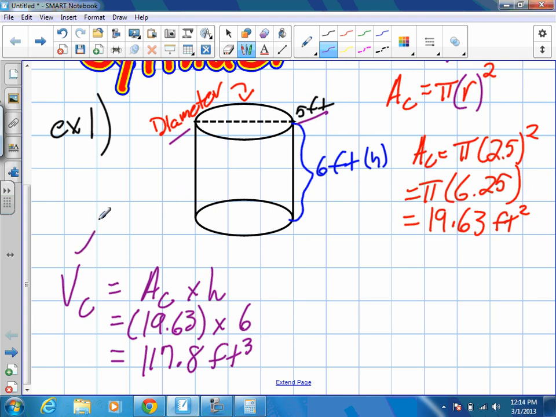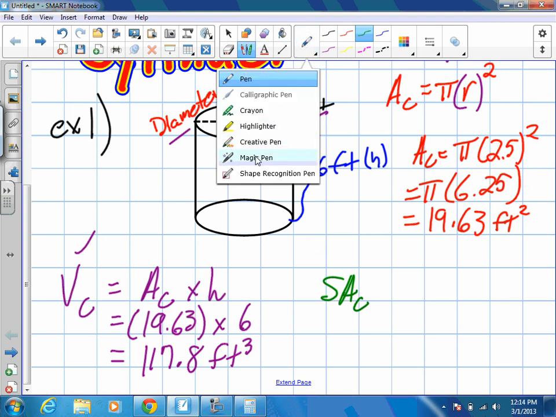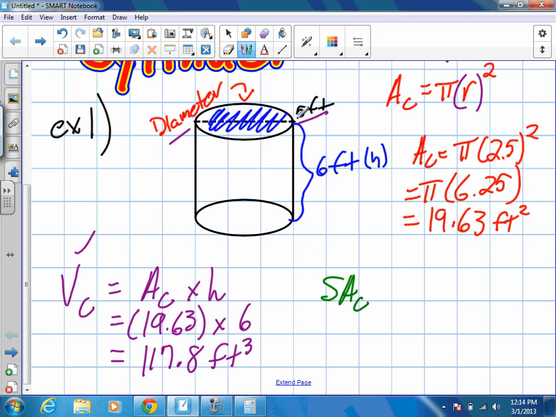The next part they wanted was surface area. Surface area is a little different. Surface area of this cylinder means we're going to need to find the area of this face. We'll need to find the area of the other face. And then of a cylinder, there's a circular part in the middle.